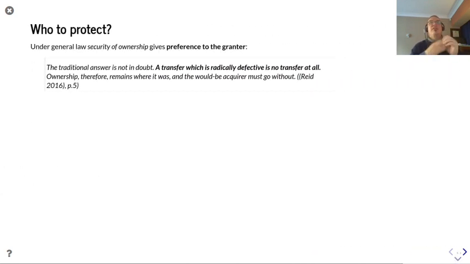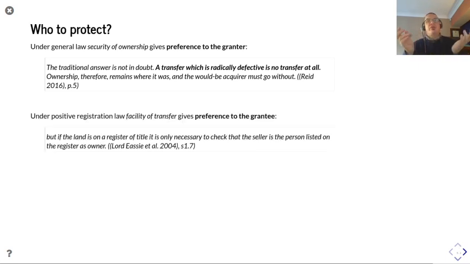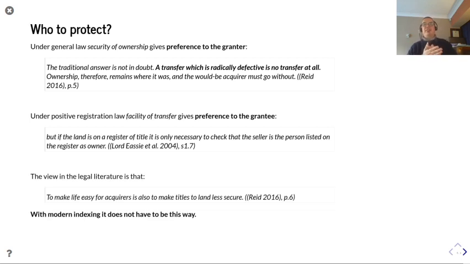So who to protect. Under general law, security of ownership gives preference to the grantor. So the traditional answer is not in doubt. A transfer which is radically defective is no transfer at all. Ownership therefore remains where it was and the would-be acquirer must go without. However, under positive registration law, facility of transfer gives preference to the grantee. If land is on a register of title, it is only necessary to check that the seller is a person listed on the register as owner. So it's easy to register the deed, even if it's invalid.